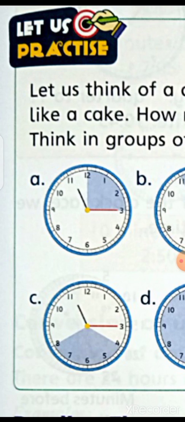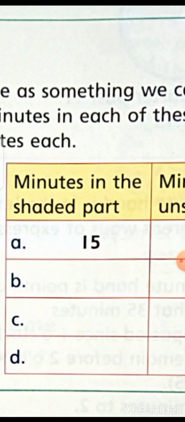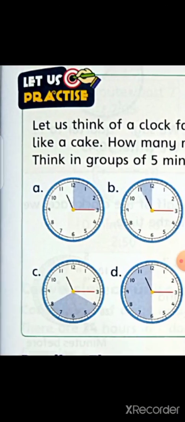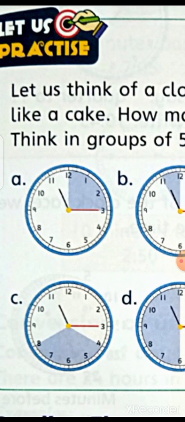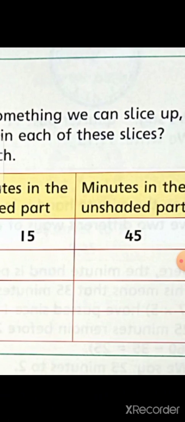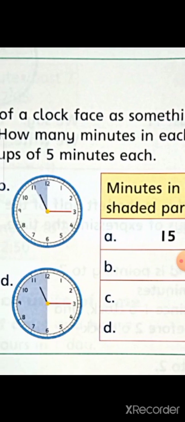Number of minutes in the A part, shaded parts: minute hand is exactly on 3. So time is 3 5s are 15. Number of minutes in the shaded parts are 15. And how many minutes are in the unshaded part? 1, 2, 3, 4, 5, 6, 7, 8, 9. So 9 intervals are unshaded. So 9 5s are 45 minutes are unshaded.